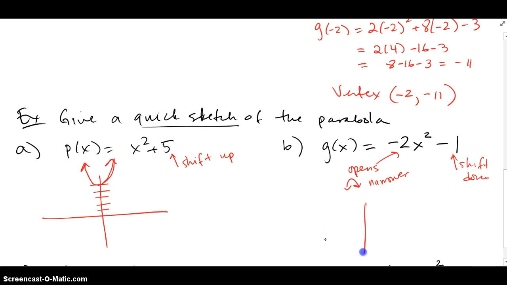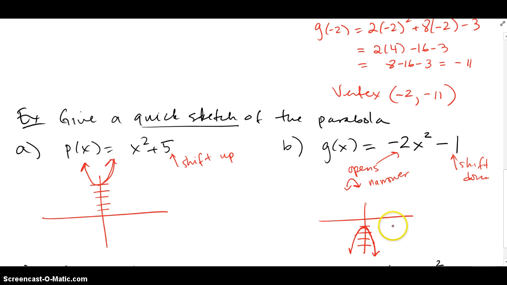The next one, we have it opening down. And also it's shifted down 1 unit. So it opens down like that. But because it's shifted down 1 unit, I'm going to go to -1, and then I'm going to make it skinnier than this one because of that 2, making the parabola narrower. So that would be a quick sketch.